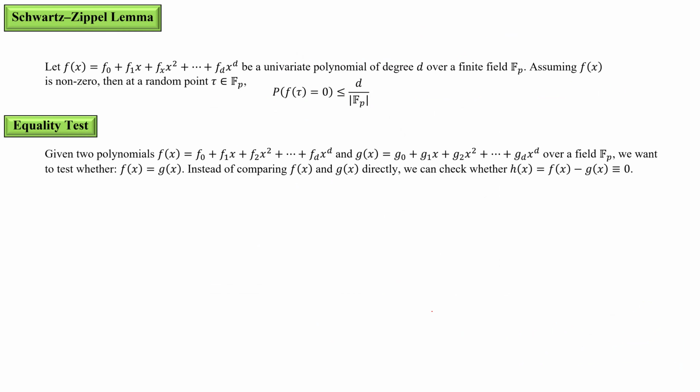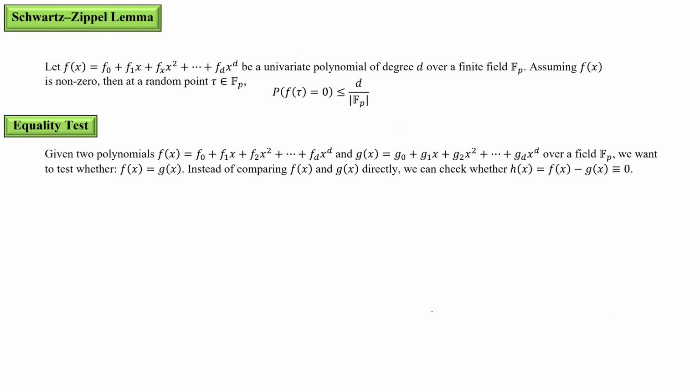So the equality test says that if you have two polynomials like f and g, defined over the field F sub p, and you want to check whether f of x equals g of x, you don't need to compare those two polynomials for all evaluations, or check all the coefficients of these two polynomials, and then conclude that those two polynomials are equal to each other.